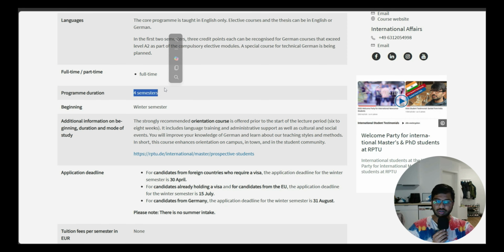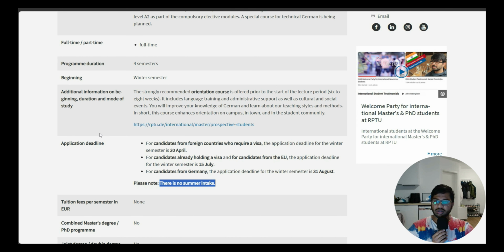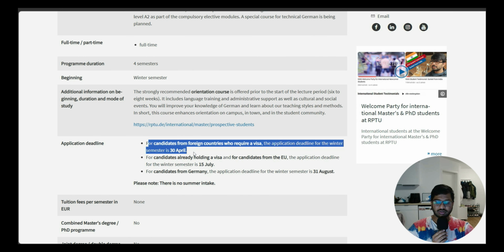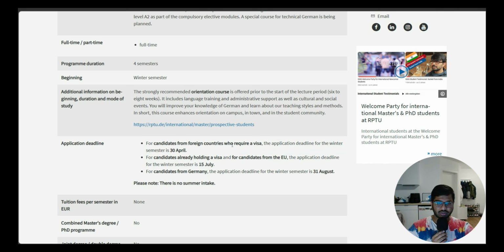The program duration is 4 semesters and it is only possible in the winter semester, because there is no summer semester. The additional information on the beginning of the duration of the studies you can check here, but usually the winter semester starts in October. So that's it. Then the application deadline is just for candidates from foreign nations who need a visa, and they have to apply before 30th of April.